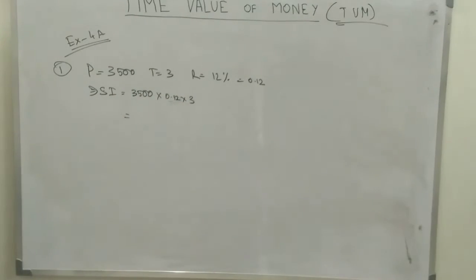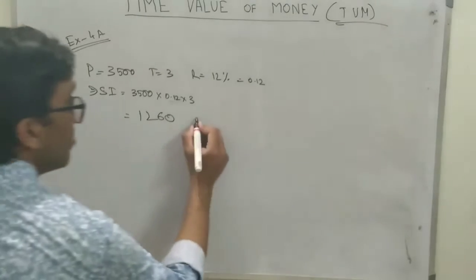So 3500 into 0.12 into 3 stands 1260. Option number B.